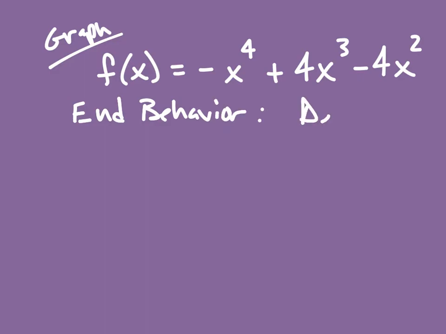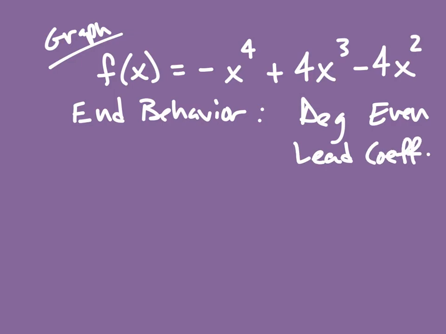We know that our degree, our largest exponent here, is a 4. So therefore our degree is even. And then our leading coefficient is a negative 1. So the leading coefficient is negative. From here, we then know that our end behavior is going to go down to the left and down to the right. That's the first thing that we need.